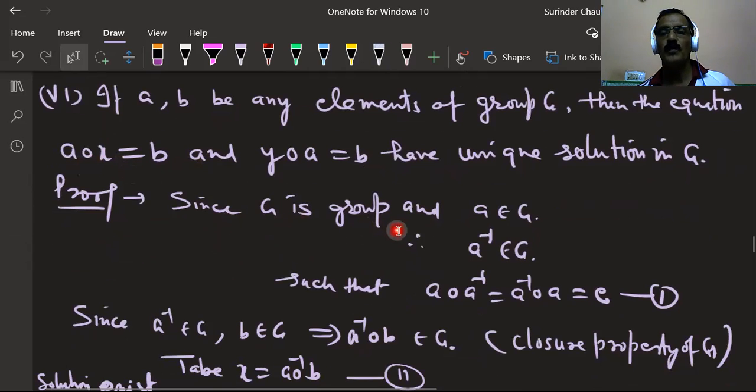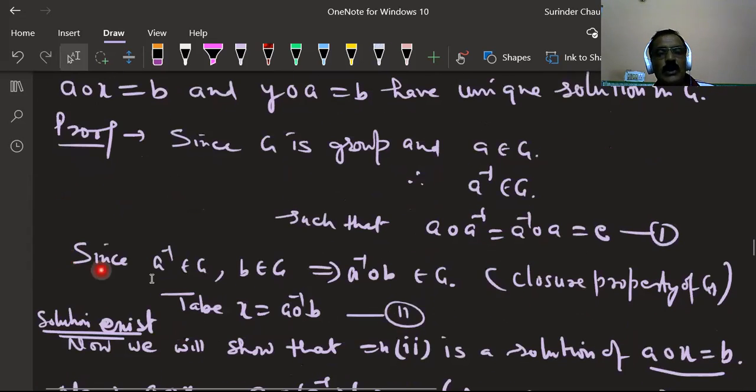Since G is a group and A belongs to G, therefore A inverse belongs to G, such that A composition with A inverse is equal to A inverse composition with A is equal to E. Now, since A inverse belongs to G and B also belongs to G, and G is a group, closure holds true. So A inverse composition with B belongs to G. Let us suppose this is equal to X. We have supposed this X for the equation A composition with X is equal to B.